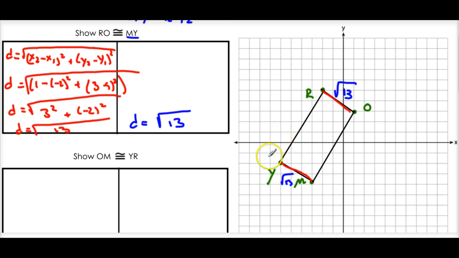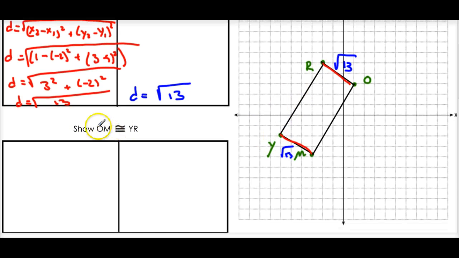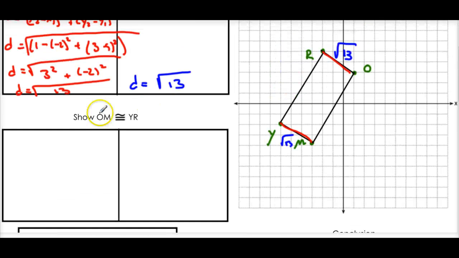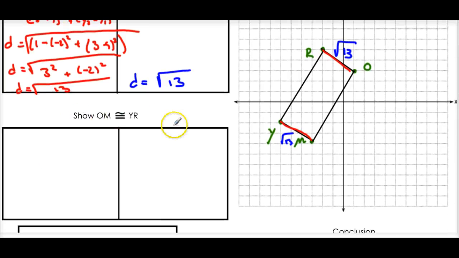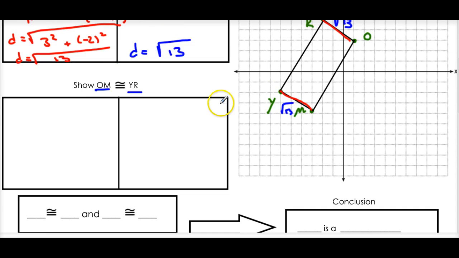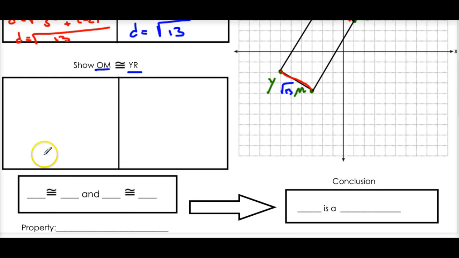You keep going. I want you to find the distance from O to M, and R to Y. When you find those distances, show that they're congruent, and then you write your final proof. I don't want to go through all of this, but you should be doing this on your own. I'm going to check your notes for this. Find the distance from O to M, and then show the distance from Y to R. Use the distance formula. And when you've done that, you've shown opposite sides are congruent.